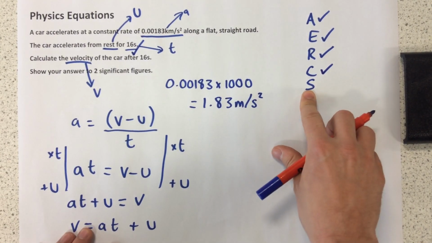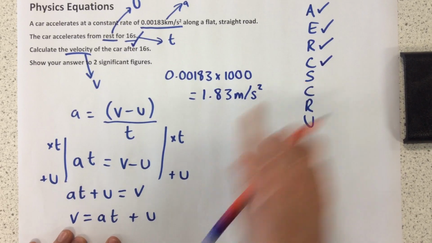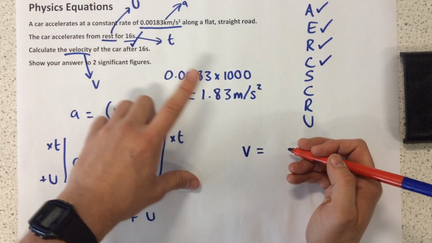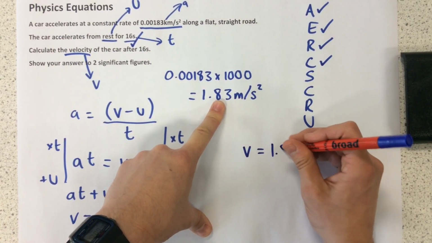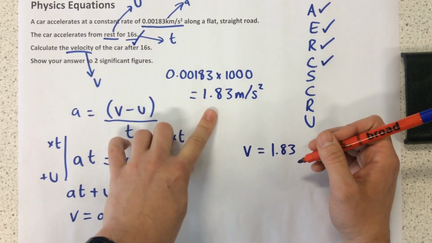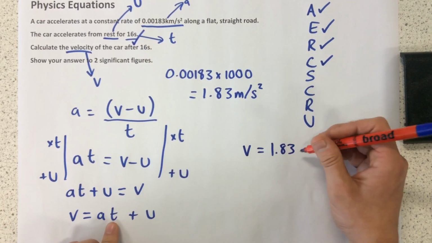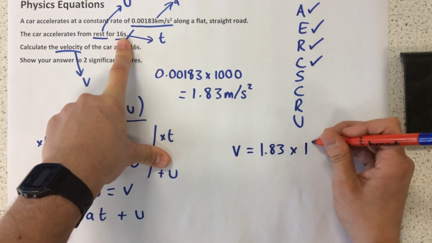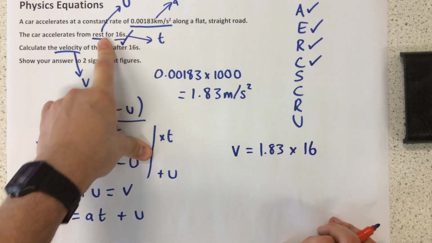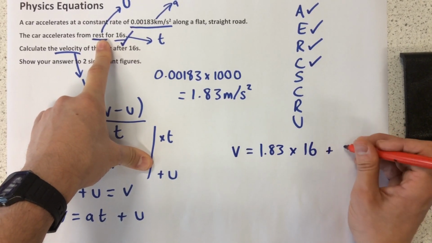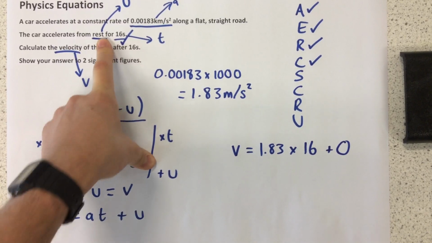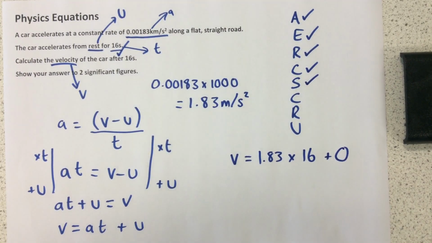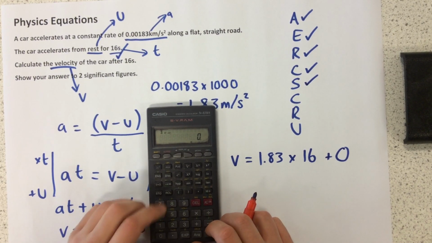Next up, S is for substitute. So now I'm going to physically put my numbers in. So let's have a look. V equals A. My value for A is right here, so 1.83. Again, I could use this to help me remember which letter's which. Times T. T is here, 16. And my initial velocity, well, my velocity at rest is going to be 0 because I'm travelling at 0 meters per second. So that is my substitution. Another step done.